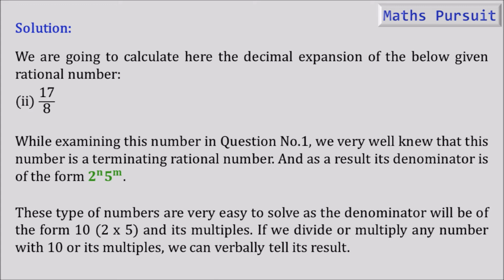Guys, we very well know that if we divide or multiply any number by 10 or its multiples, we can verbally tell its result. Like if I multiply 5 with 10, I can say it is 50. If we multiply 4 into 100, we can say 400. Similarly, if we divide 4 by 10, we will get 0.4, or if we divide 4 by 100, we will get 0.04. It is very easy, verbally a person can tell. So now let's see how quickly we can solve this rational number.